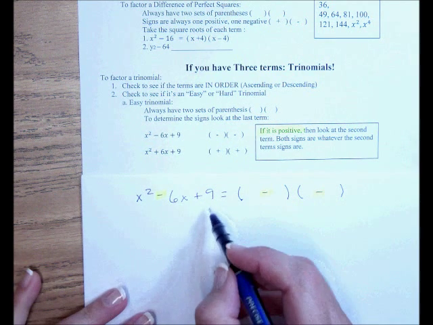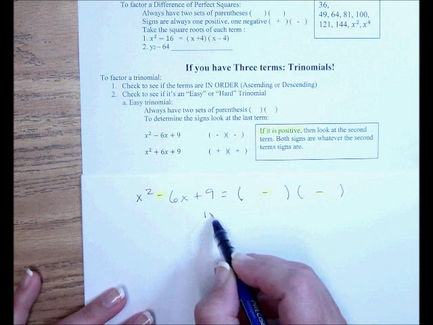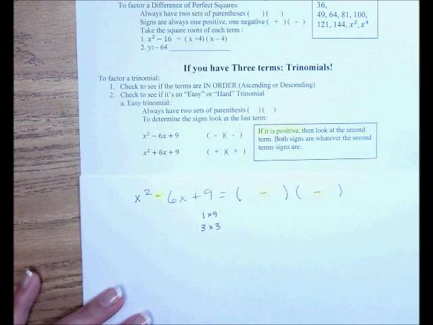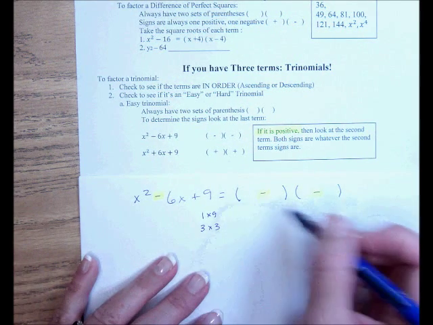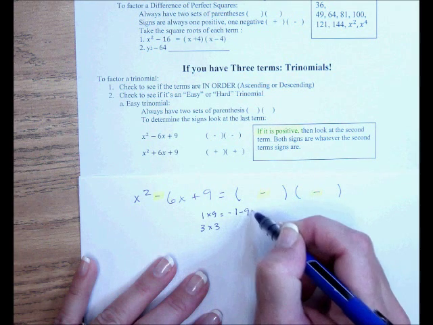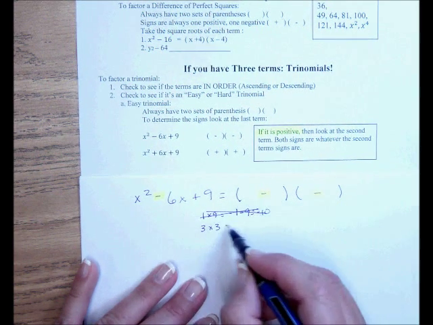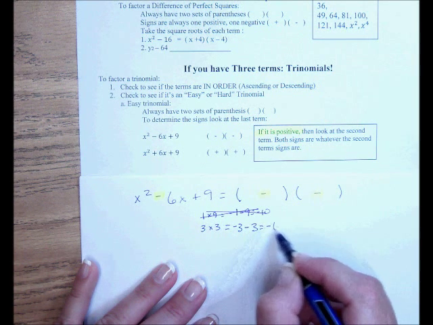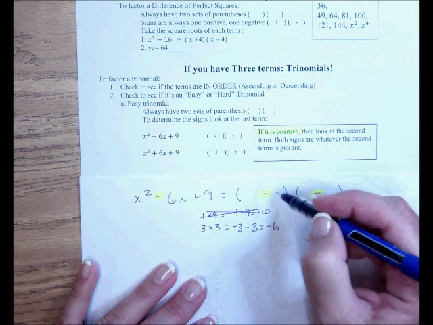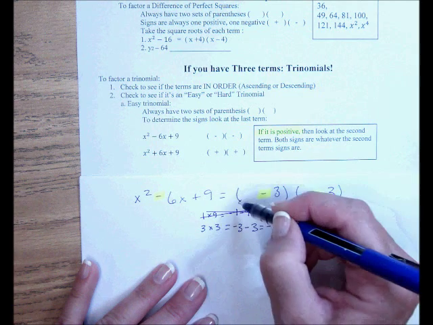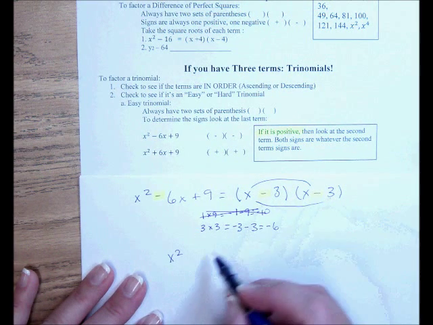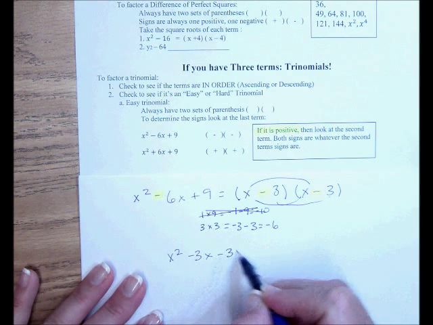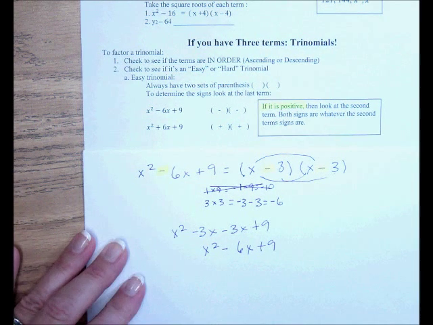And then I can move forward and I can say, okay, I have 1 times 9 and 3 times 3. So I have to figure out what numbers I can add or subtract together. In this case, I'm going to combine two negative numbers. Negative 1 minus 9 is going to be negative 10, so that's not correct. But negative 3 minus 3 is going to be negative 6, which is exactly what we want our second term to be. So I'm going to do x minus 3 times x minus 3, and whenever I FOIL it, it's going to be x squared, then negative 3x, negative 3x, and then plus 9. And x squared minus 6x plus 9 is exactly what I want my trinomial to be.